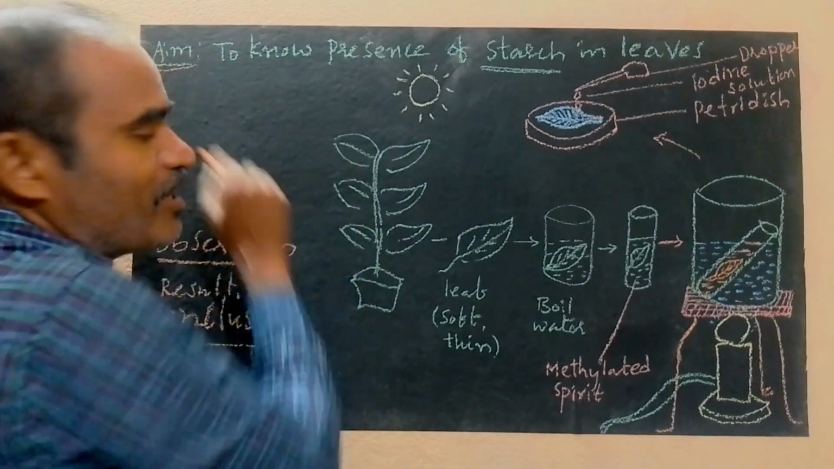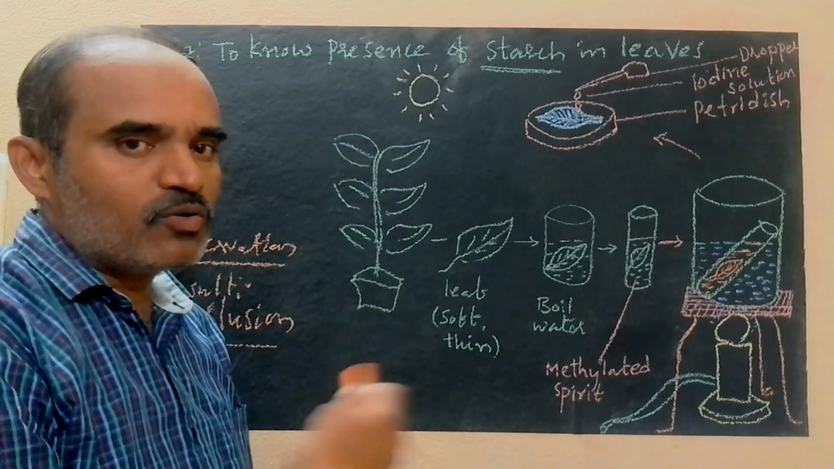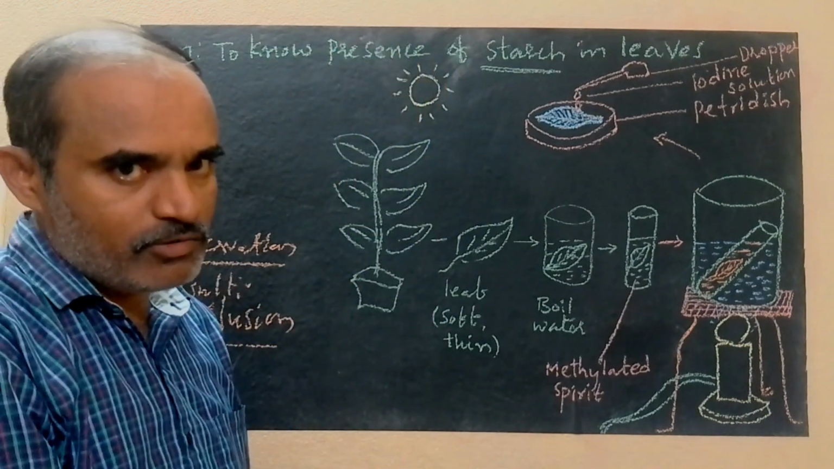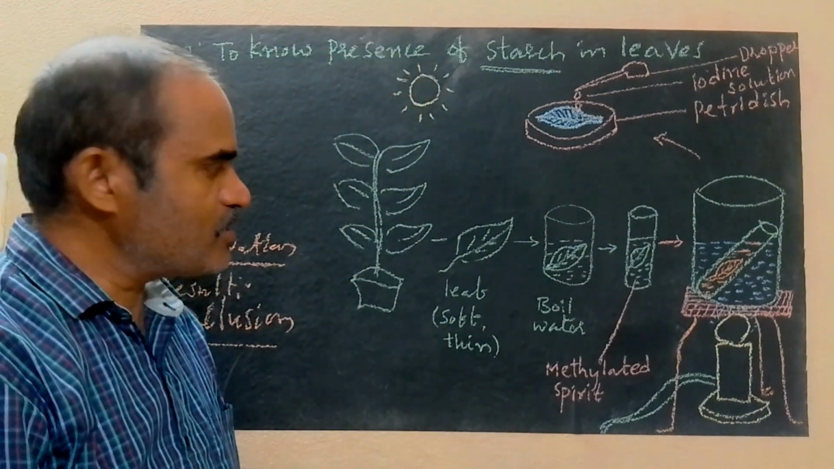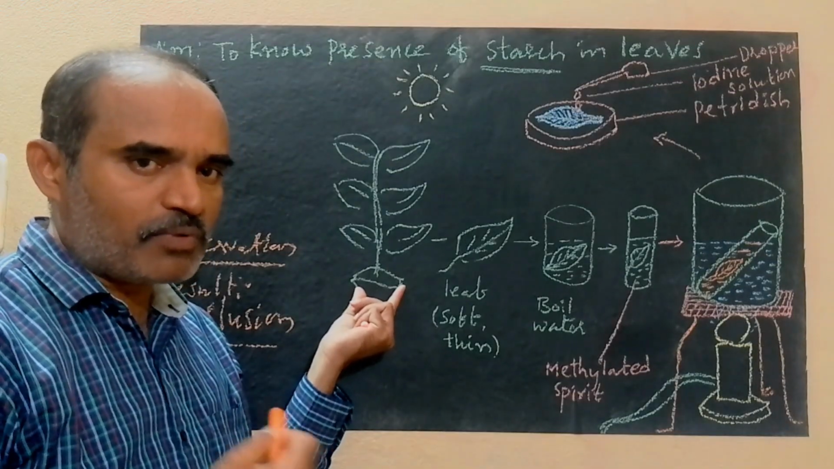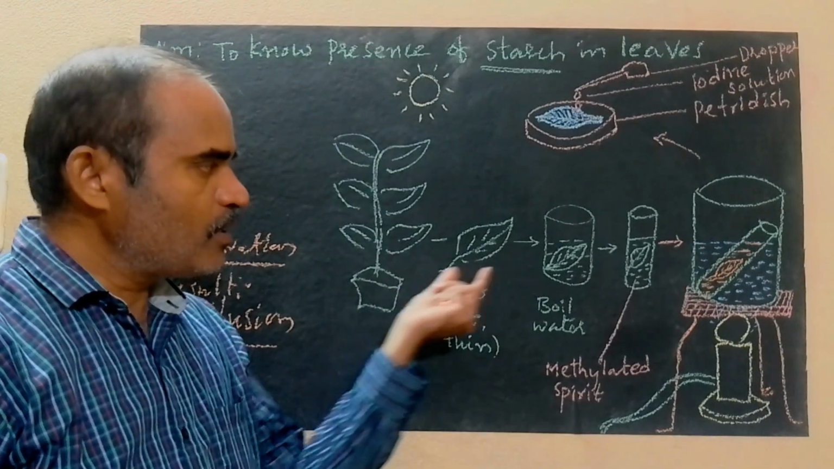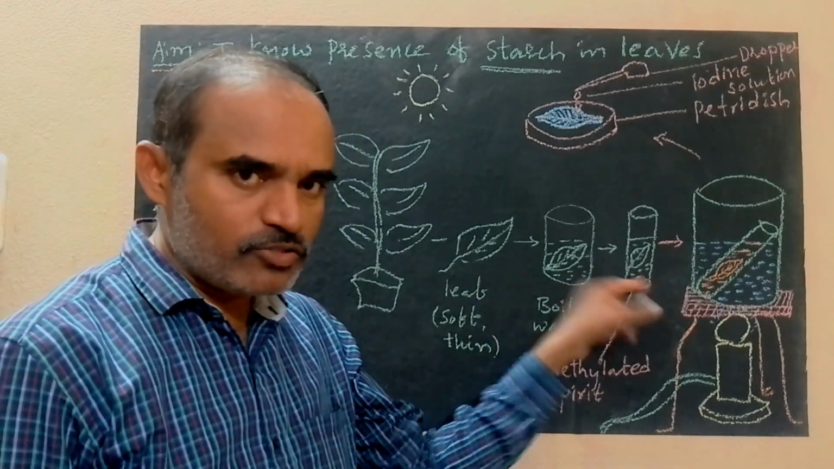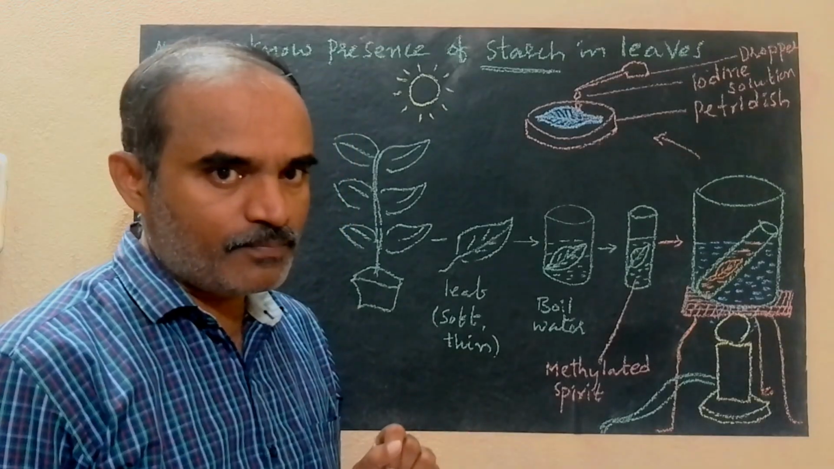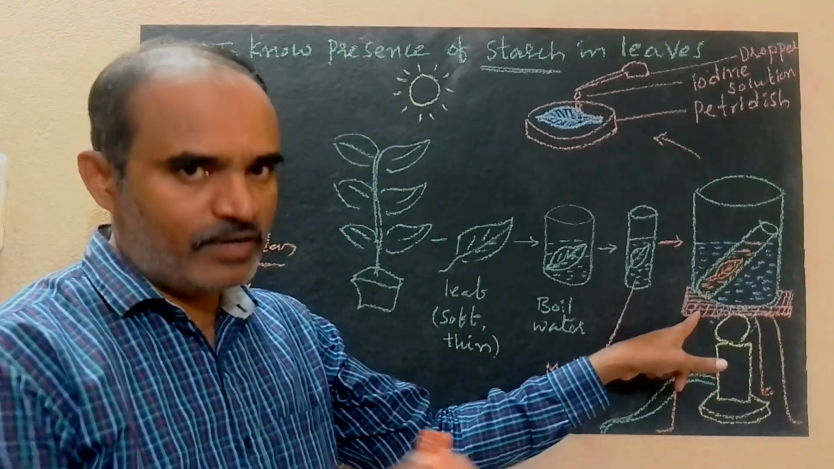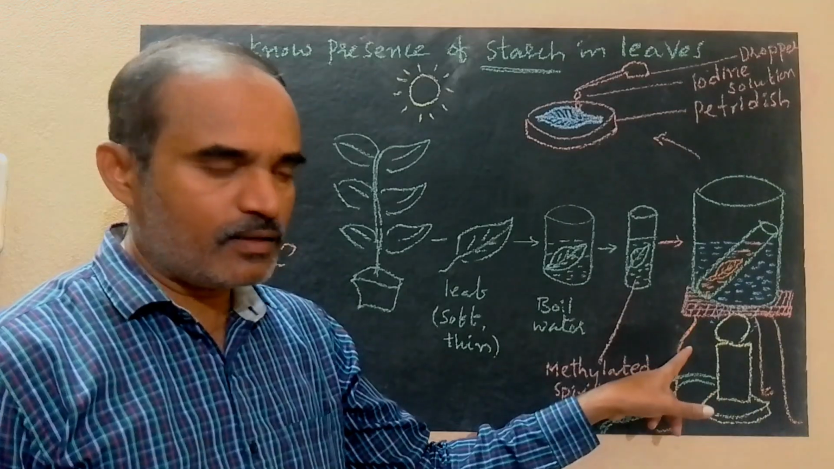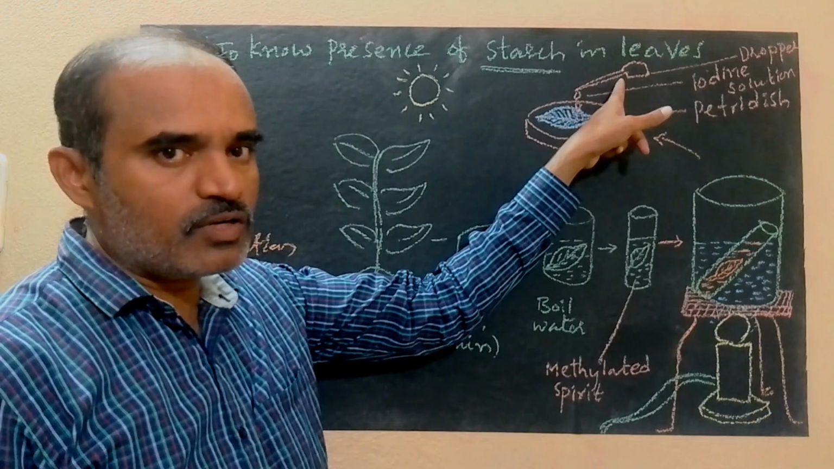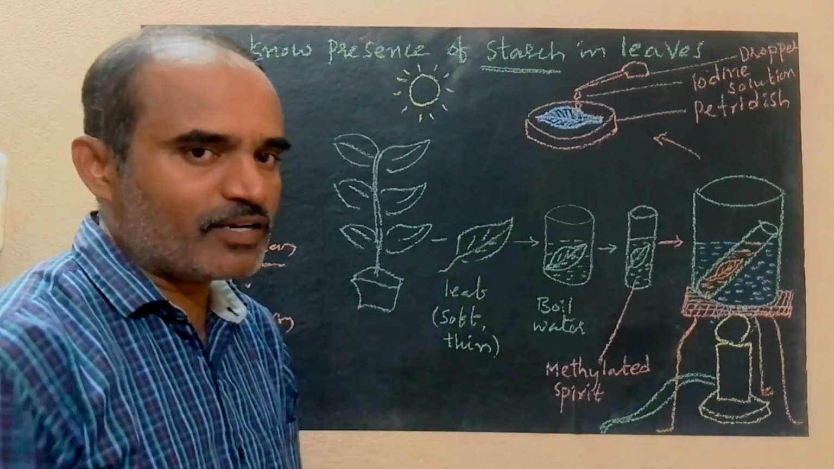What is the aim of this activity? To know about the presence of starch in leaves. Aim and required materials: a well exposed potted plant in sunlight, a beaker, water, boiling tubes, methylated spirit, asbestos gauze or wire gauze, tripod stand, burner, petri dish, and iodine solution dropper are the required materials for this activity.